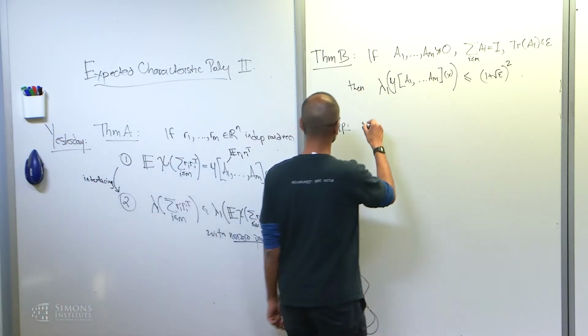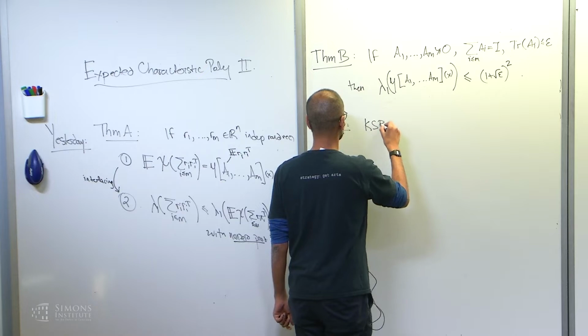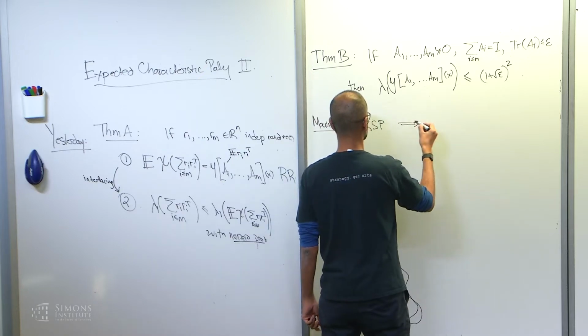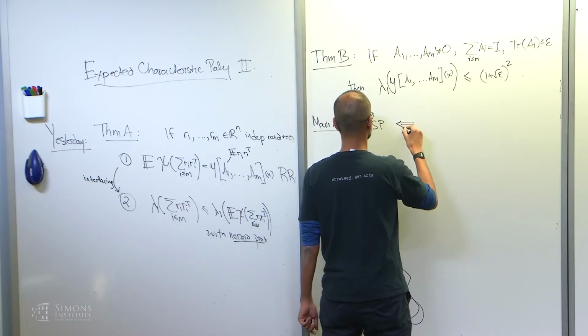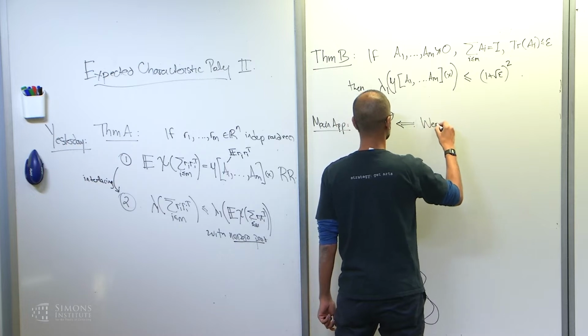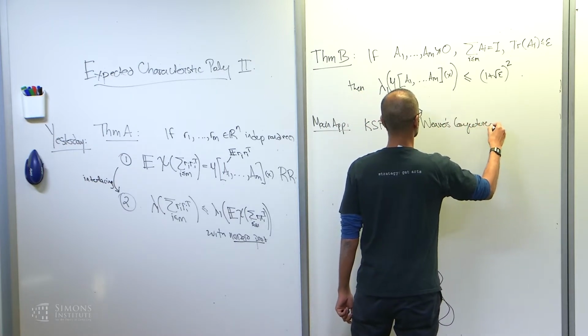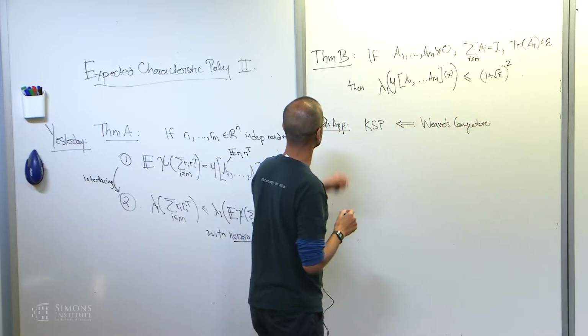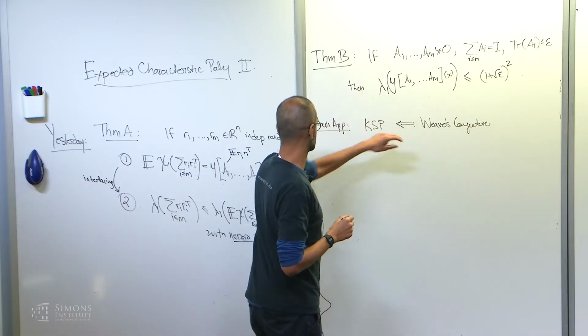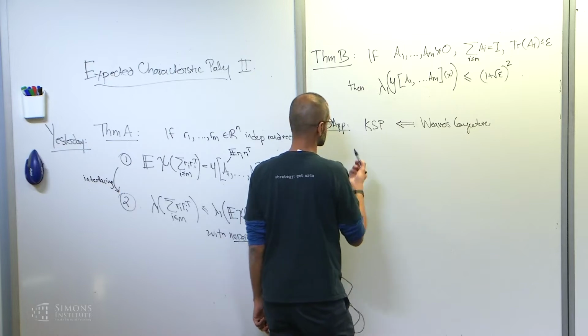So the main application is the Kadison-Singer problem, which is implied by a discrepancy theoretic statement known as Weaver's conjecture. So before proving theorem B, let me just tell you how this theorem B implies Weaver's conjecture and, well, what Weaver's conjecture is.